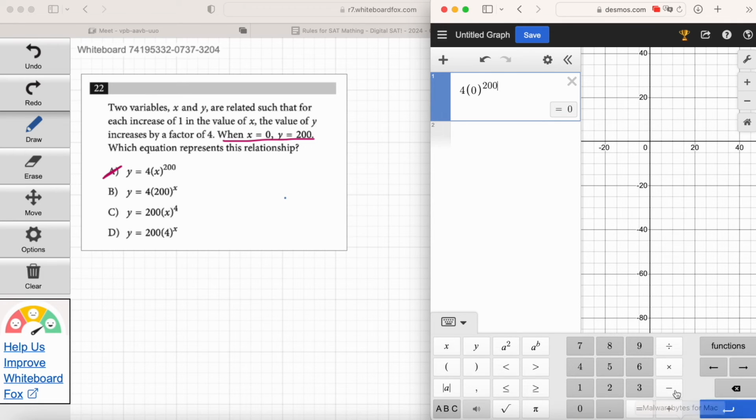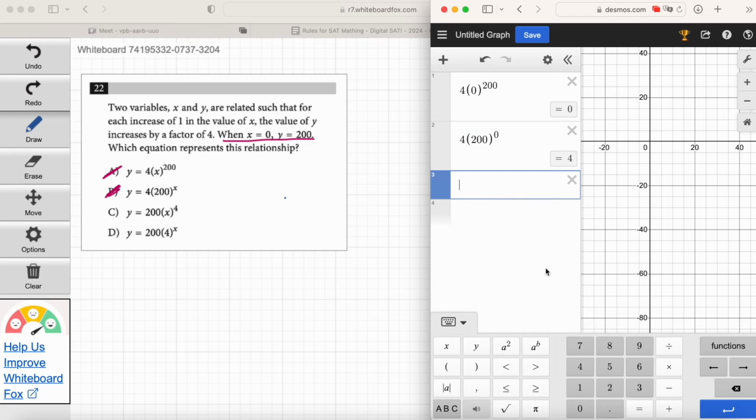That's all you need here, and Desmos. Let's punch in answer choice B. That's going to be 4 times 200 to the power of what? 0. X is still 0. What does that give us? 4. So what do you think about answer choice B? Nope, because we're looking for 200 for y.